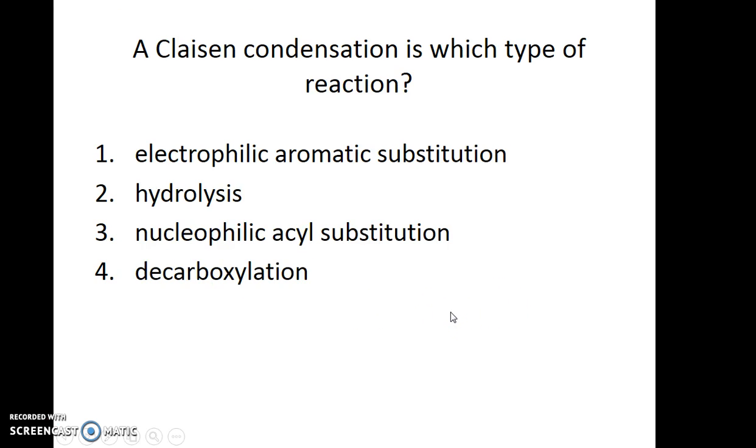A Claisen condensation is which type of reaction? Well, let's look through. It's not an electrophilic aromatic substitution. In fact, you don't have to have an aromatic ring in there. We see all sorts of Claisen condensations, like ethyl acetate with ethyl acetate. It's not hydrolysis or decarboxylation, because we see hydrolysis and decarboxylation after a Claisen condensation, but that's not a Claisen condensation. What is it? It's nucleophilic acyl substitution.